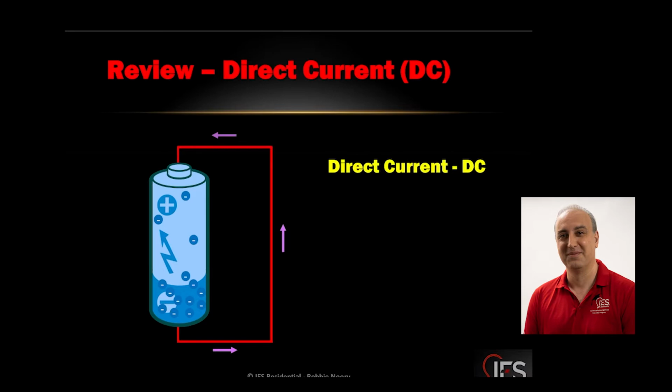of the battery, the positive terminal, and then inside, as soon as they enter, they get pushed to the negative terminal again by that chemical reaction. So this keeps on going. This is what we call direct current. Why do we call it direct current? It's always one direction, right? It's always negative to positive.